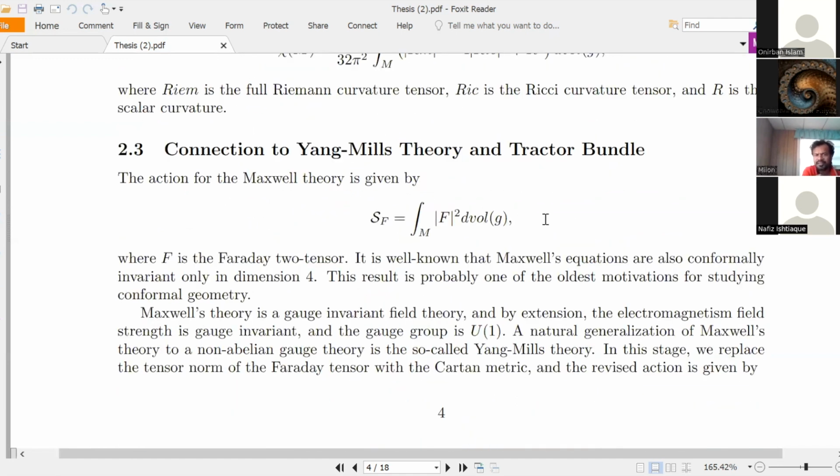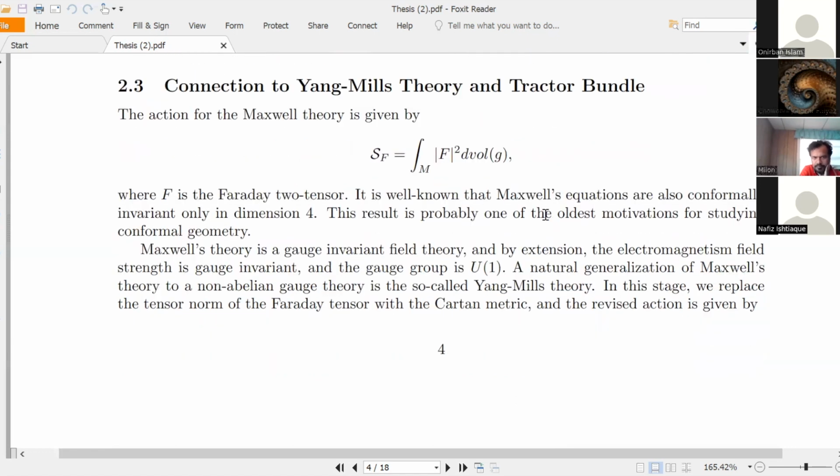So that guy is conformal invariant in four dimensions, and by extension, your Faraday tensor, or Faraday two-tensor, or electromagnetic field strength, those are conformally invariant. Your Maxwell equation is conformal invariant. Based on my knowledge, I think this is the very oldest motivation for studying conformal geometry. I mean, physics people knew this result for a long time.